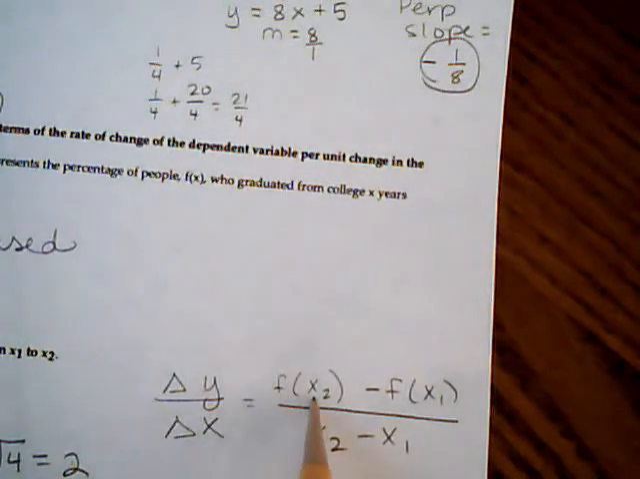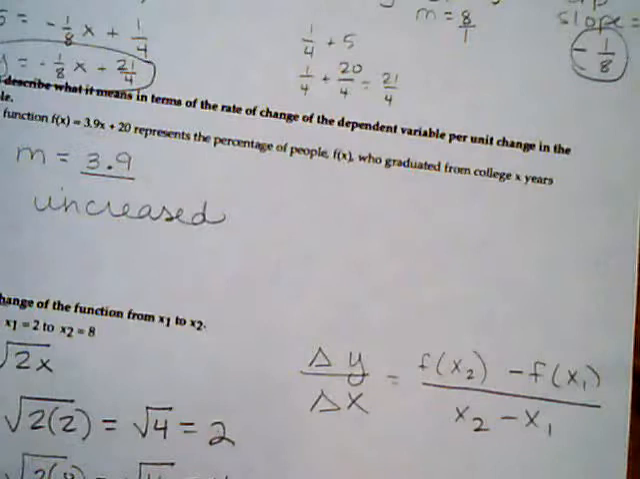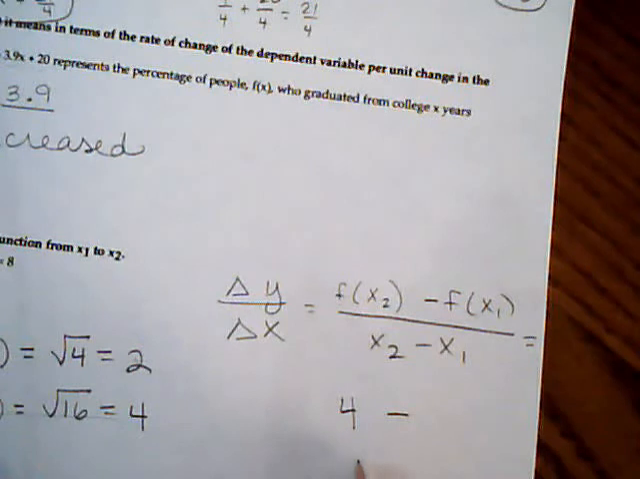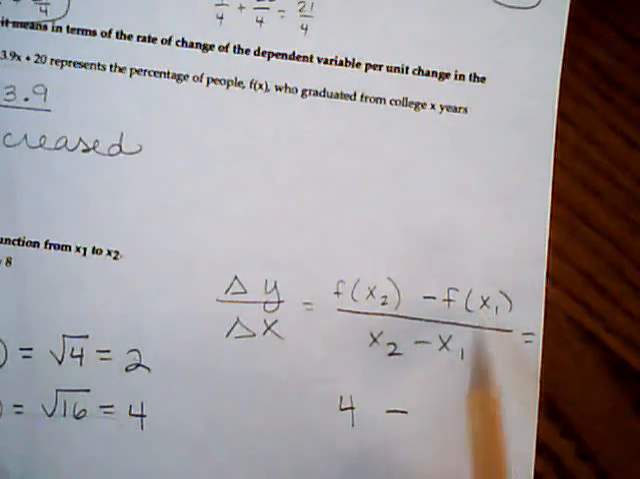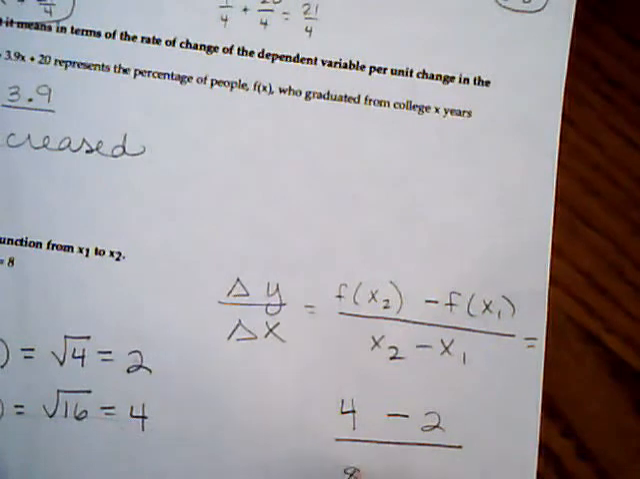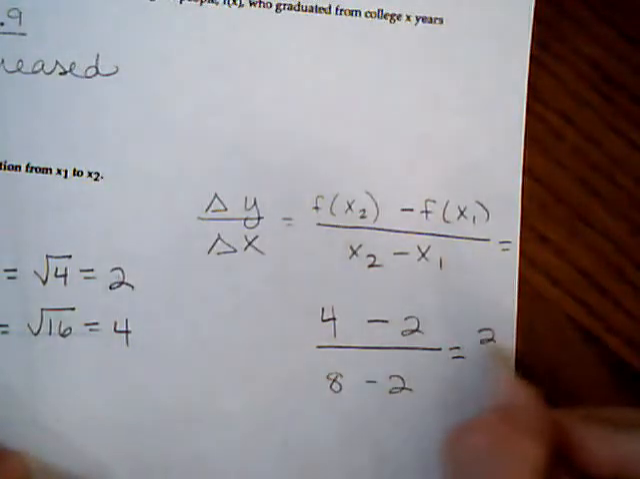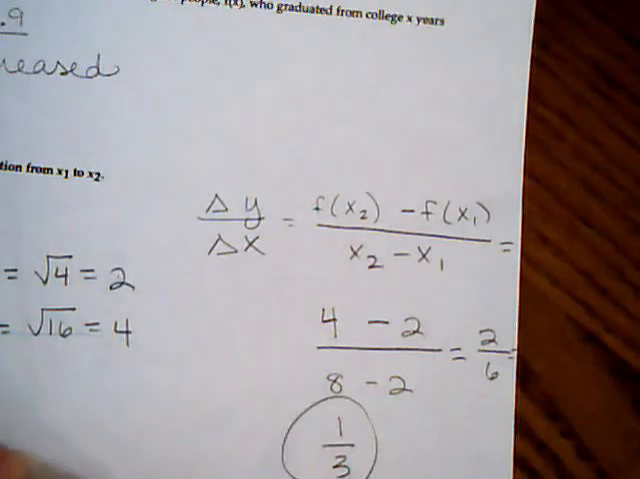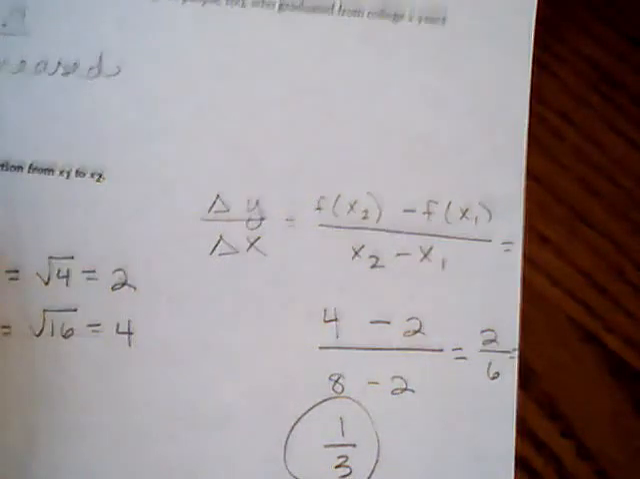I found the value of the function at x sub 2 right over here. It was 4, so I would plug in 4 minus, what is the value of the function at x sub 1? It was 2, over, what was the x sub 2 value? It was 8, and the x sub 1 value was 2, and then I just reduce. So 4 minus 2 would be 2 over 6, and that reduces to 1/3. So the average rate of change of this function from 2 to 8 is 1/3.